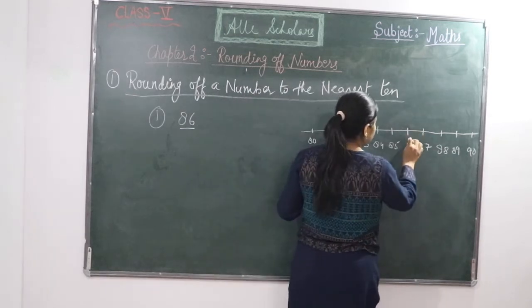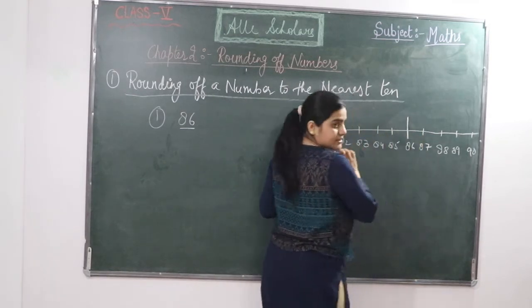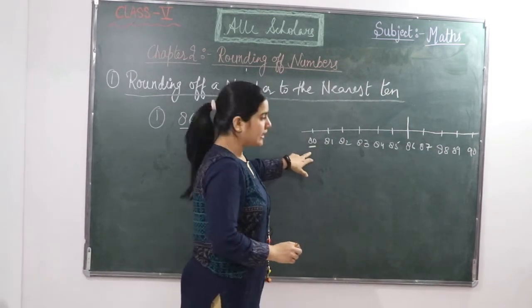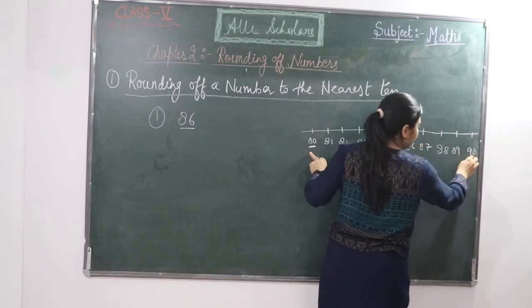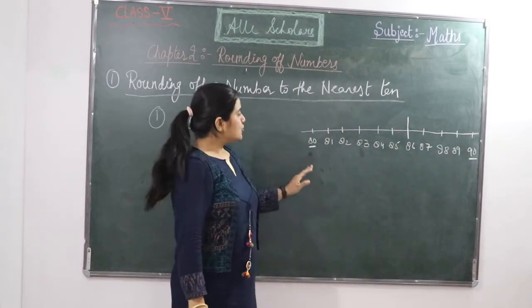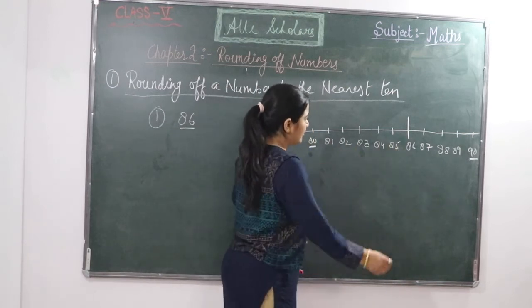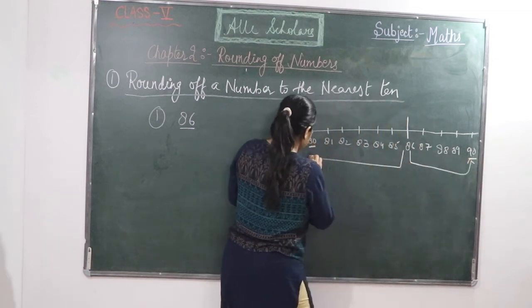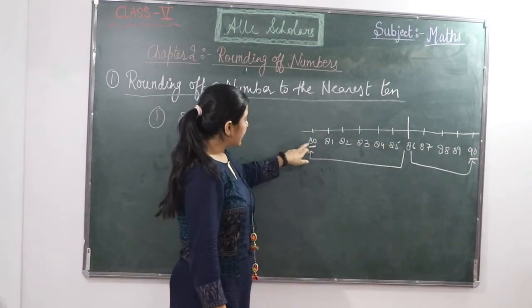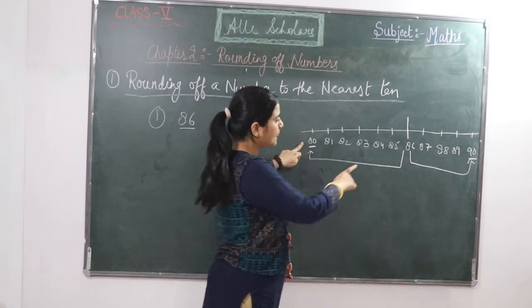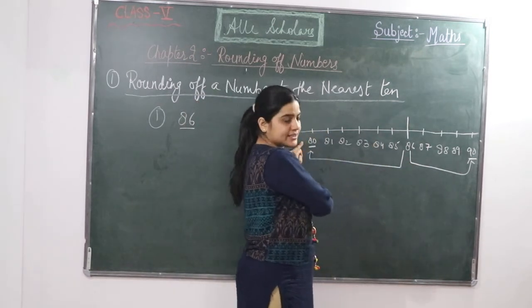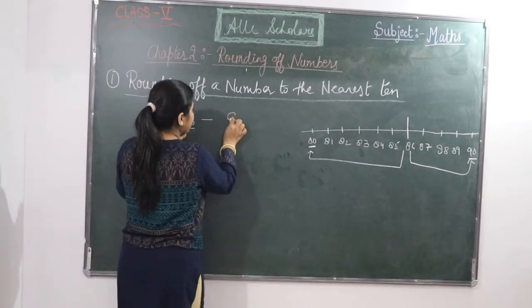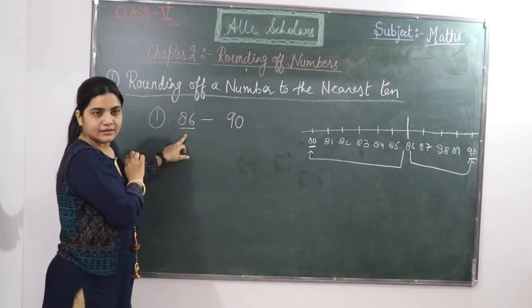Which number have we taken? 86. Now the nearest 10 can be 80 or the nearest 10 can be 90. We will see which is nearest to it. Is 86 near to 90 or near to 80? If you see, 80 is far away, 90 is close to 86. So the rounding off of 86 to the nearest 10 will be 90.